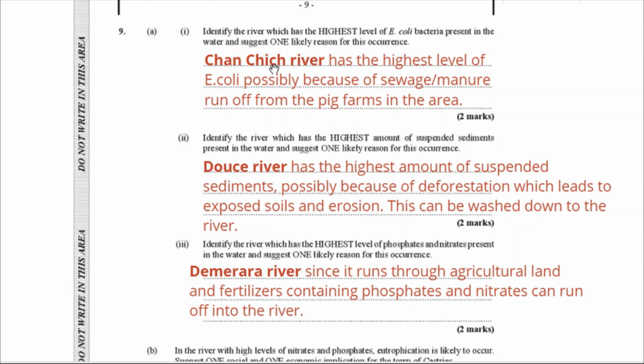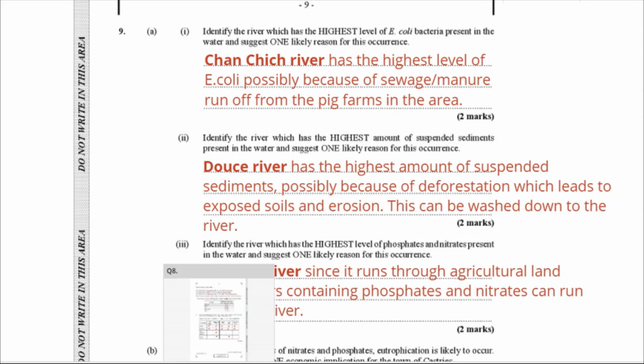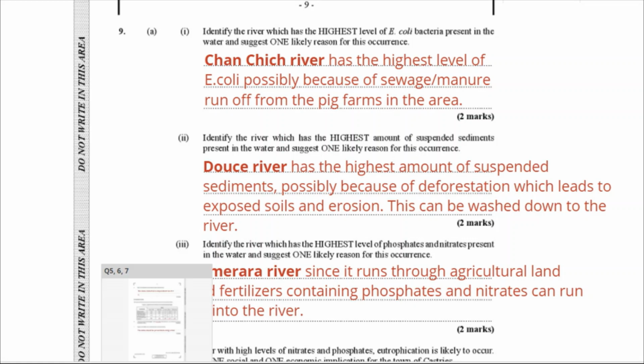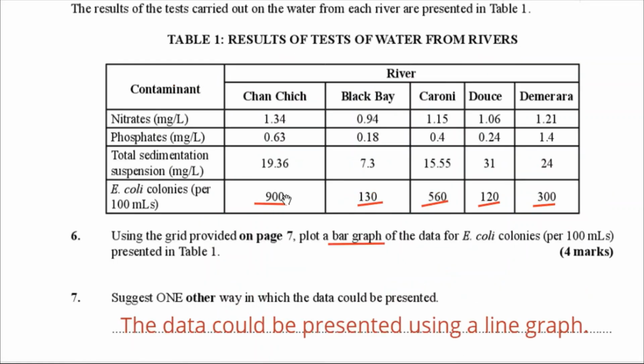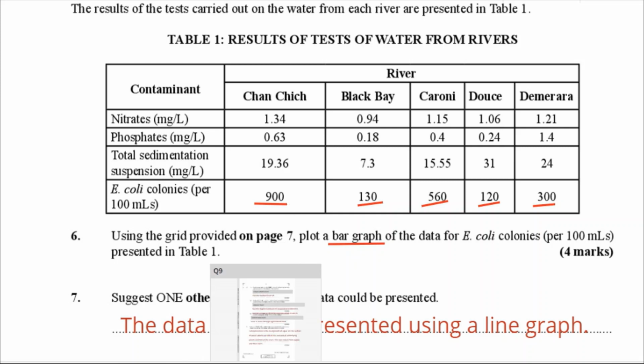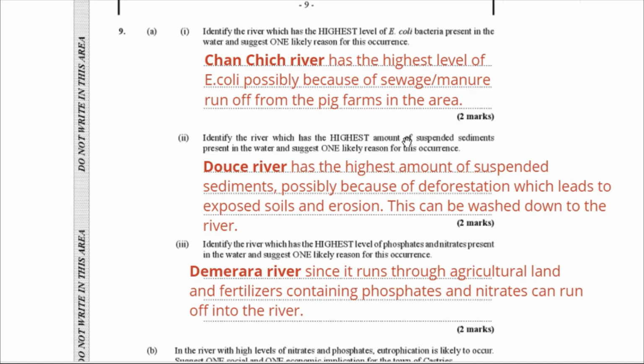So I have the Shanxi River, which has the highest amount. If you go back now to the table, you can clearly see that it has the most E. coli, 900 per 100 milliliters. So for sure that is the highest. The next part of the question asks to give a likely reason for this occurrence.